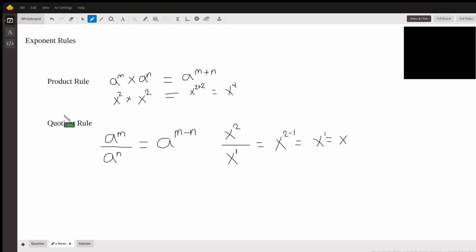And then you get the quotient rule, which is when you're dividing exponents. An example would be if you have x squared divided by x. And remember, if it's just an x, the exponent is going to be 1. So you subtract these. It's going to be x to the power of 2 minus 1, which is x to the power of 1, which is just x. I would really focus on remembering these for this problem. There are many others, but for just this problem, these two are key.